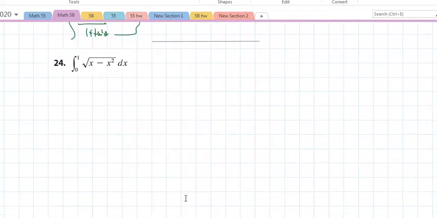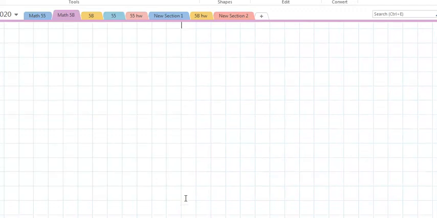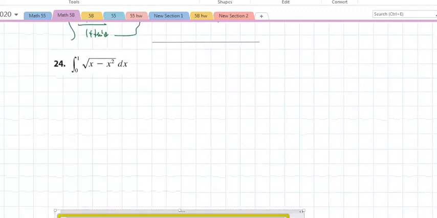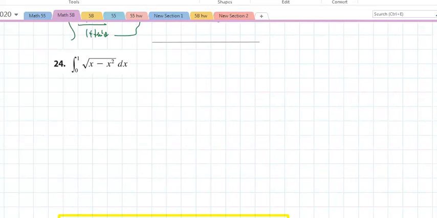Did it move or did it not move? Oops, where'd it go? Okay, let's undo that. That's fine. Okay, now let's look at this problem. What if you have this problem?